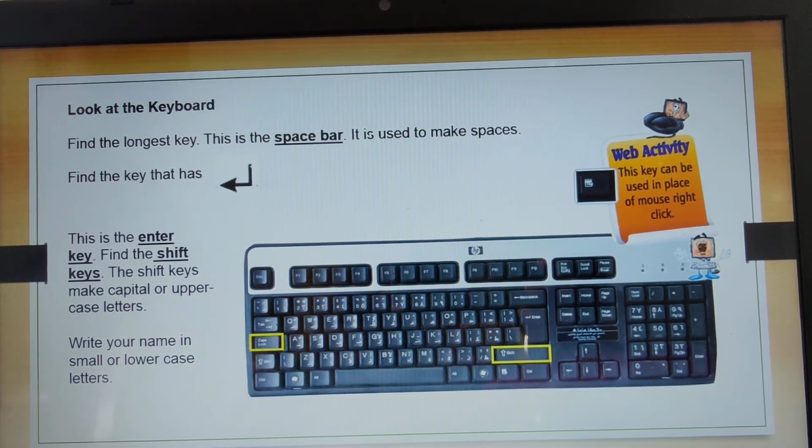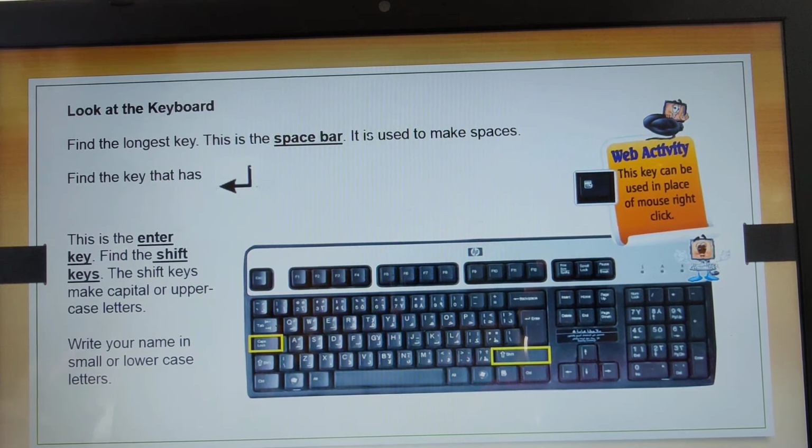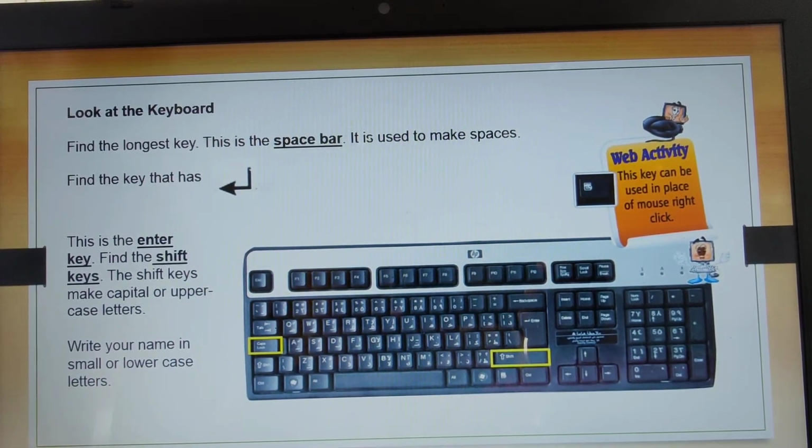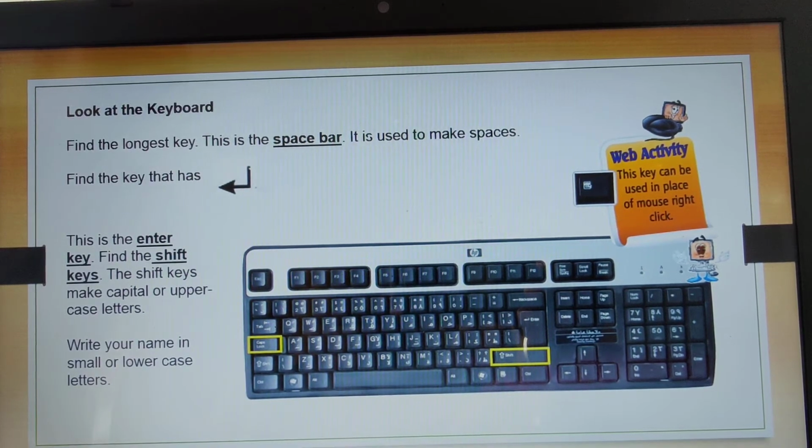Once again I am telling you, see the longest key which is in the last row, that is called the space bar. We need to keep some space in between two words. So by pressing this space bar, we will be getting that particular space, that gap in between two words. Okay. Now this is the enter key. Okay, can we see the enter key again?